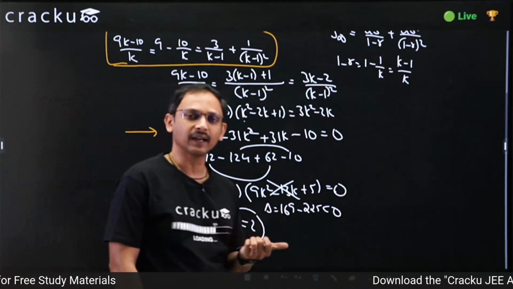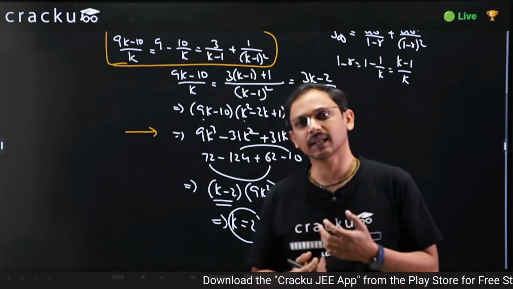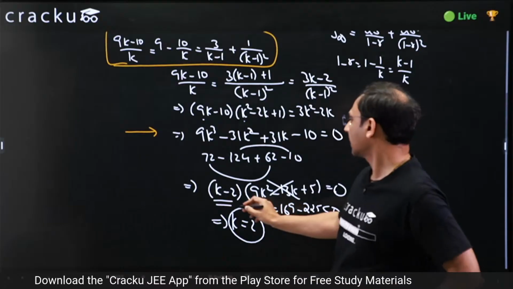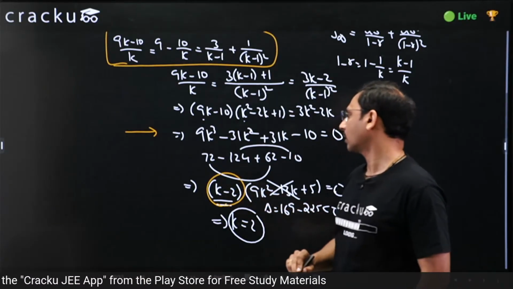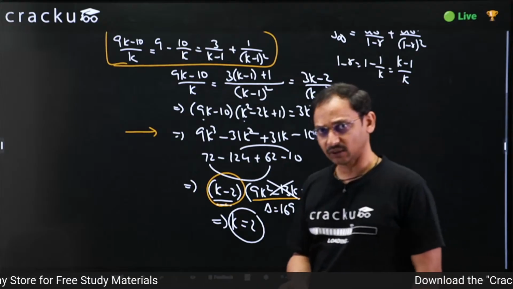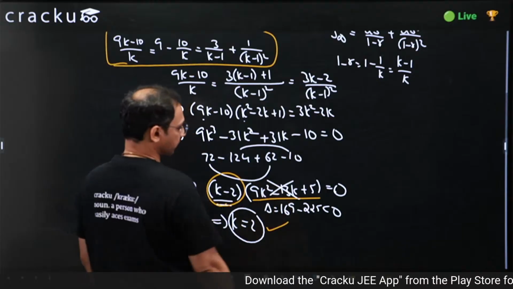Cubic is always a headache because the first root you might get, you might not get. So what I would suggest is check for the usual suspects, 1, minus 1, 2, minus 2. That worked here. I got 2 as a root. Once I divide by k minus 2, I'll get a quadratic which is very easy to solve, and from there you get the value of k.